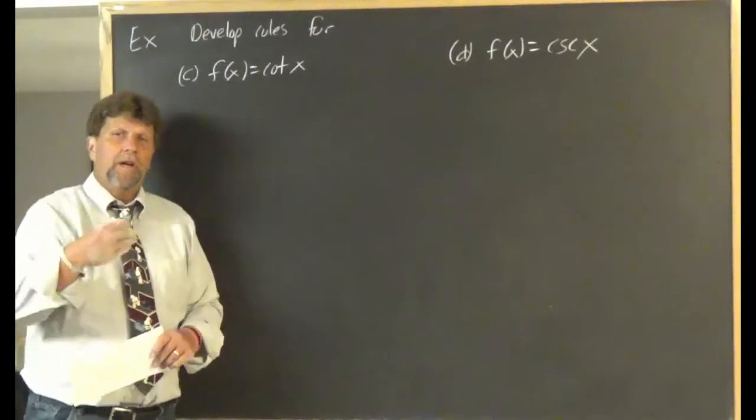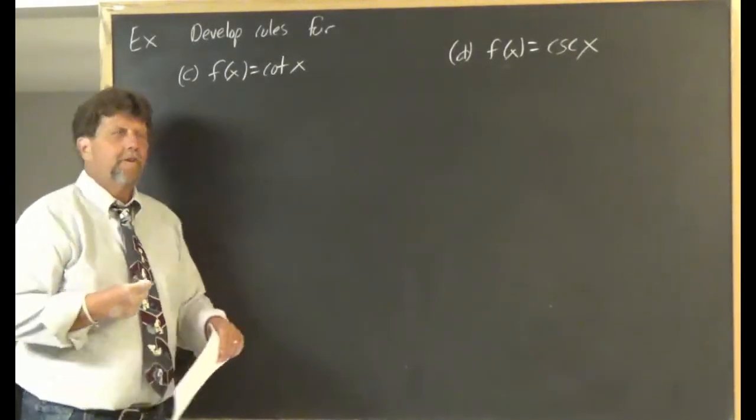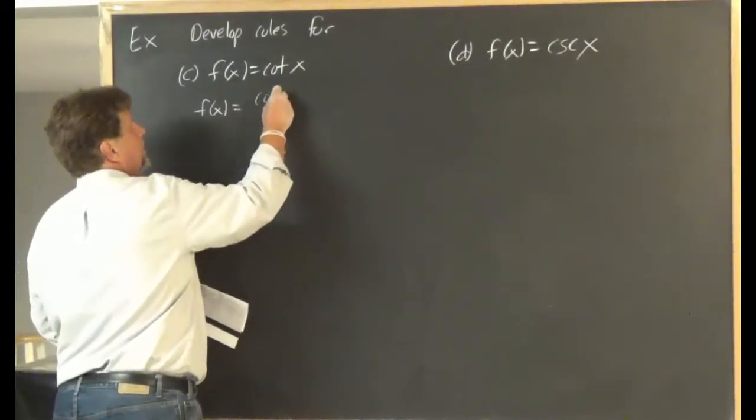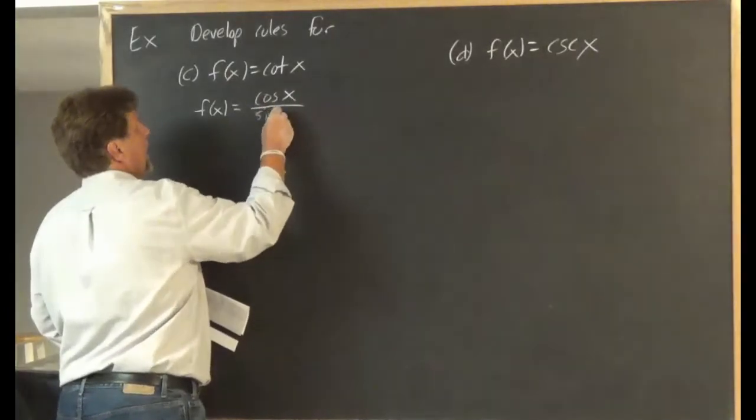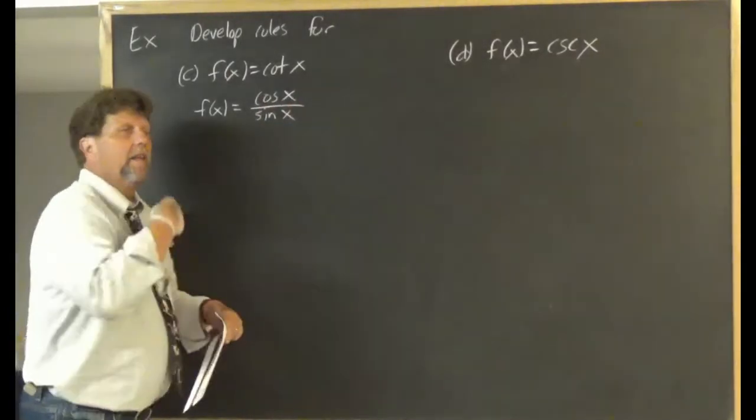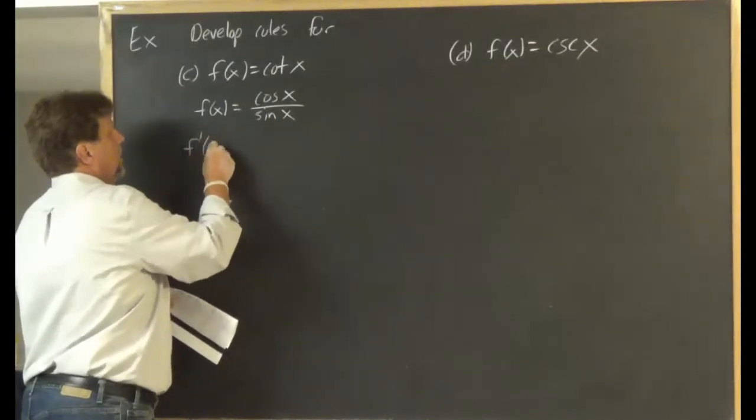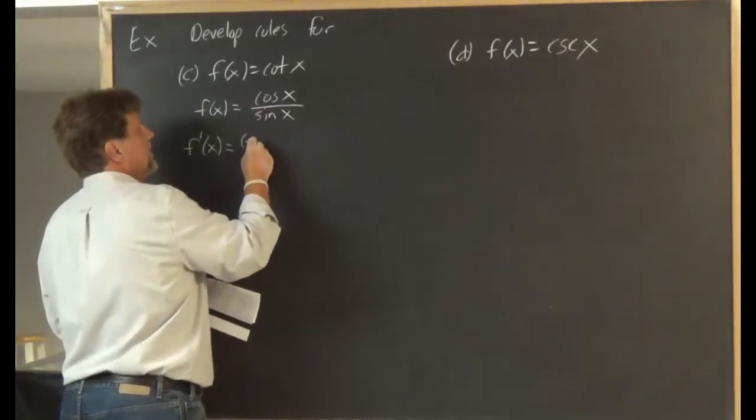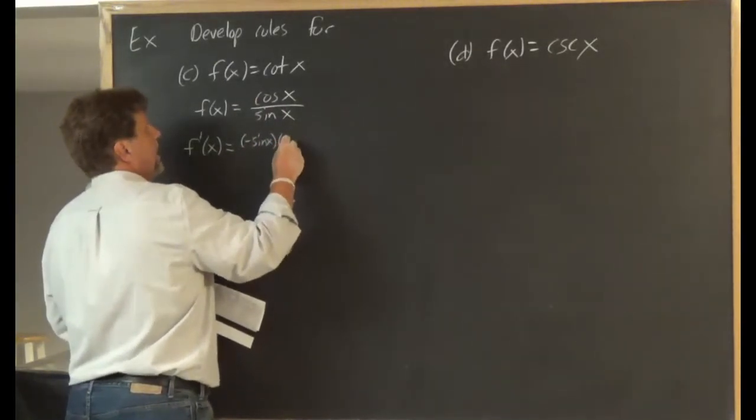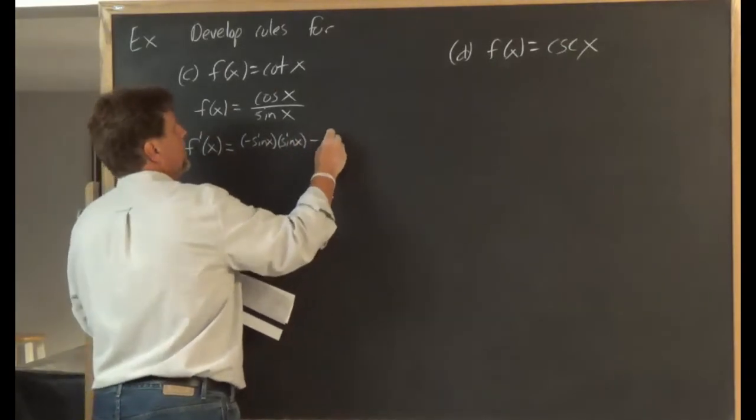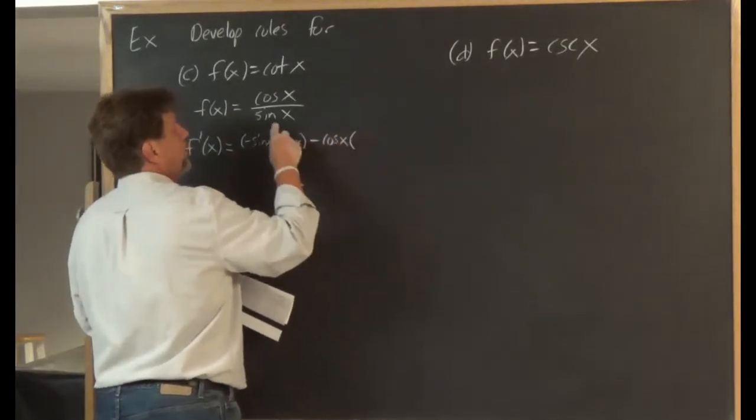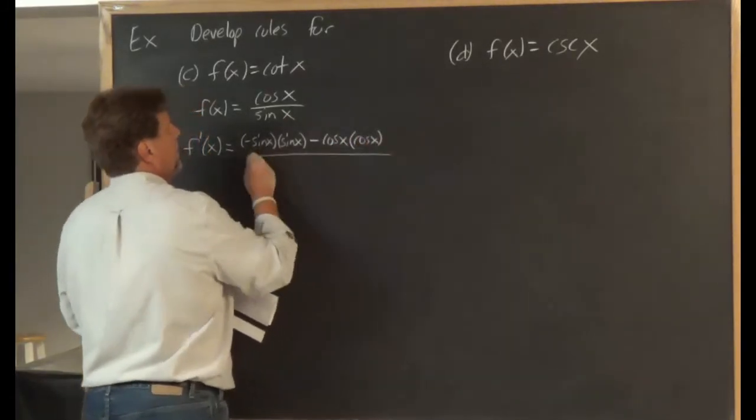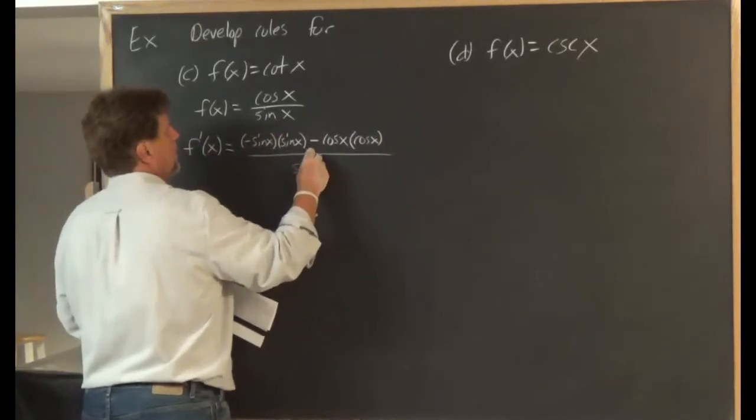Part C, coming up with a formula or a rule for the derivative of cotangent. I would rewrite cotangent using a quotient identity as cosine x over sine x. Then I would crank this through the quotient rule. So the derivative of the numerator is negative sine x times the denominator minus the numerator times the derivative of the denominator. The derivative of sine is cosine, all over the denominator squared.